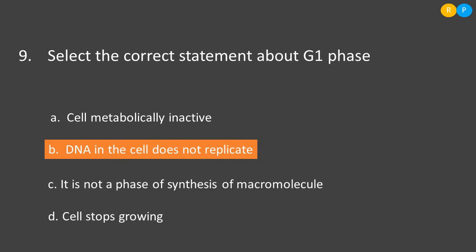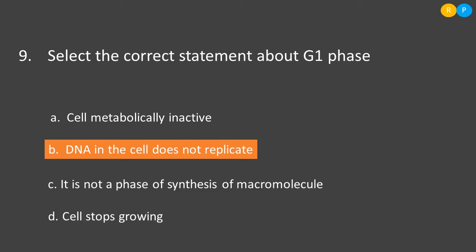Clear. And one more thing we can see in the G1 phase is the cell continues to grow because the cell is metabolically active. It keeps on synthesizing some of the macromolecules required for cell division. Because of these changes, the cell starts growing, that means it increases in size. So all these changes can be seen in the G1 phase. Let us look into which option is the correct statement about the G1 phase.